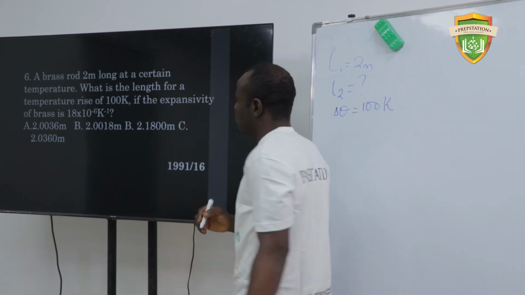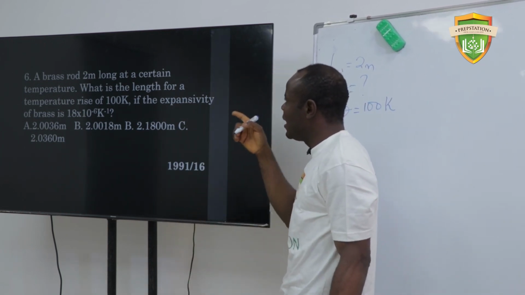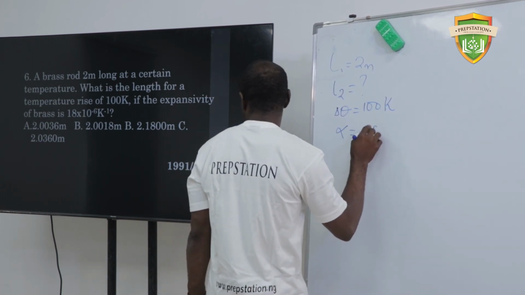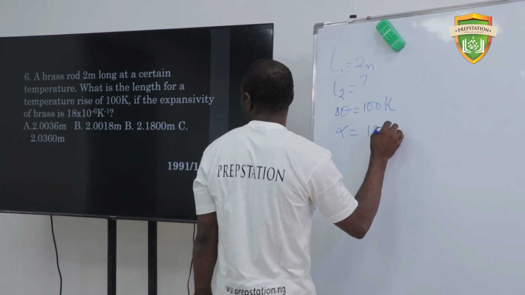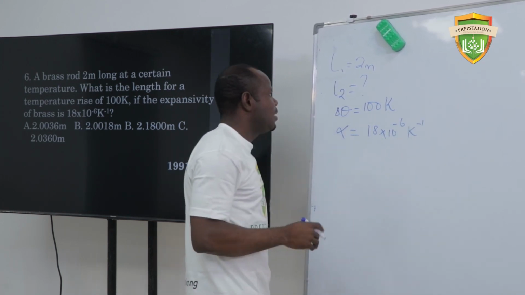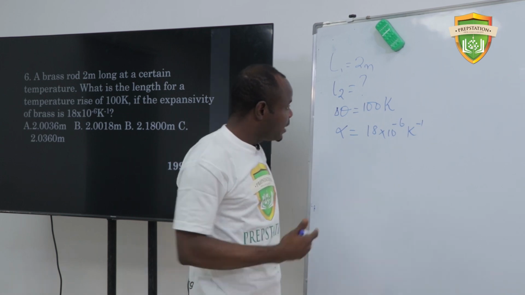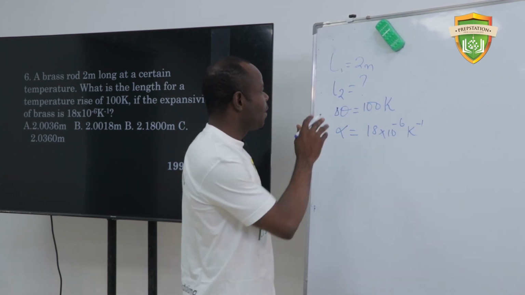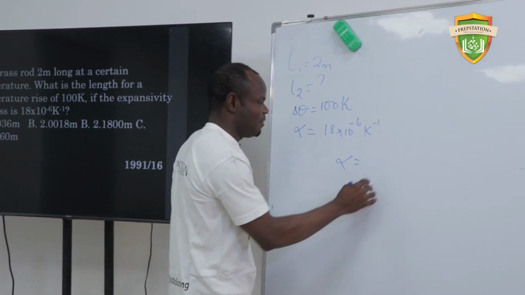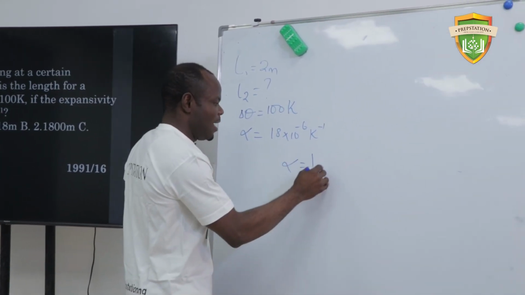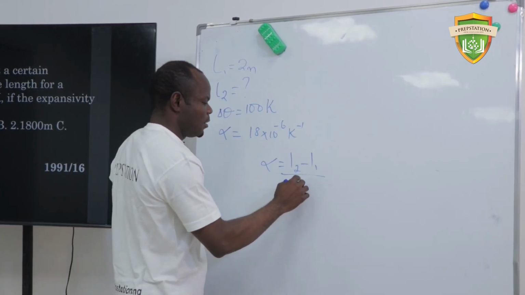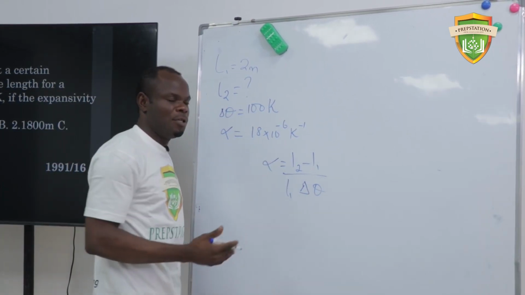100 Kelvin. And then the expansivity of brass is given as 18 multiplied by 10 raised to the power of -6 per Kelvin. This is the information that we are given. So we are looking for L2. We use the expression: linear expansivity is equal to L2 minus L1 all over L1 times change in temperature.